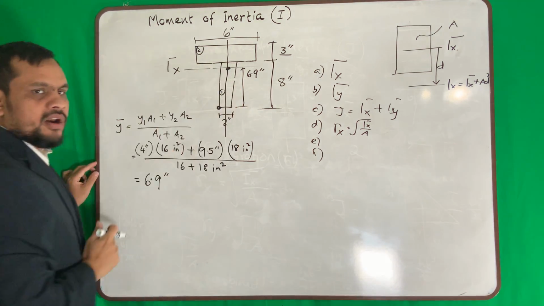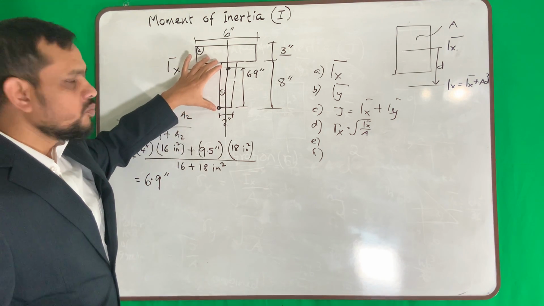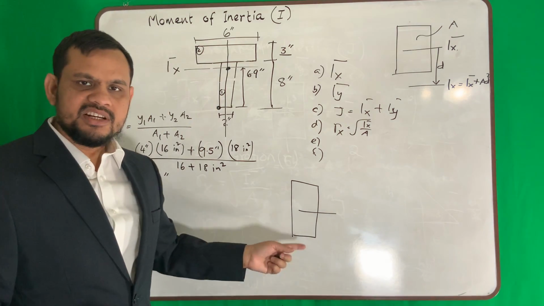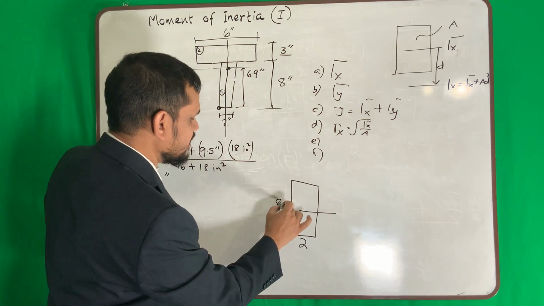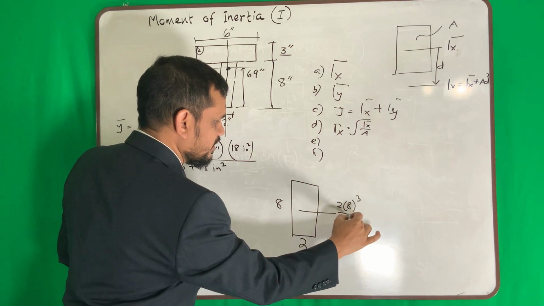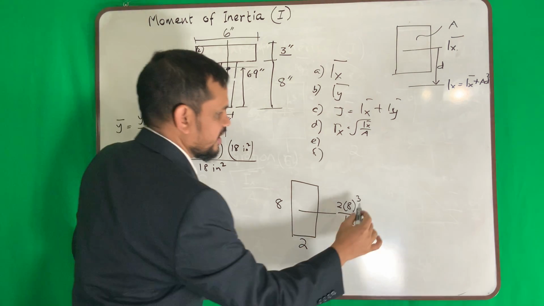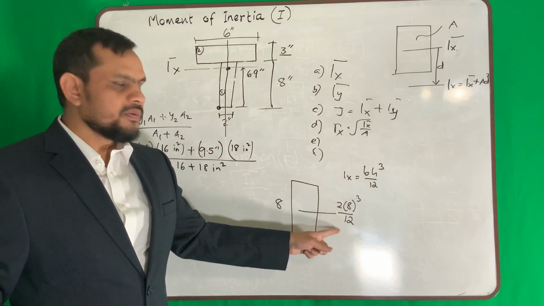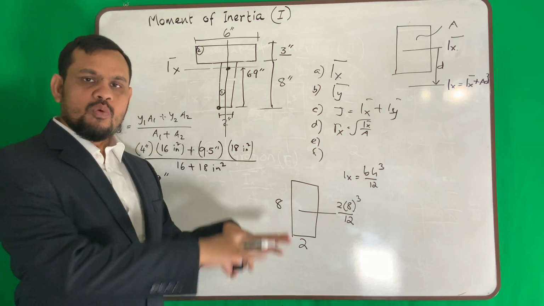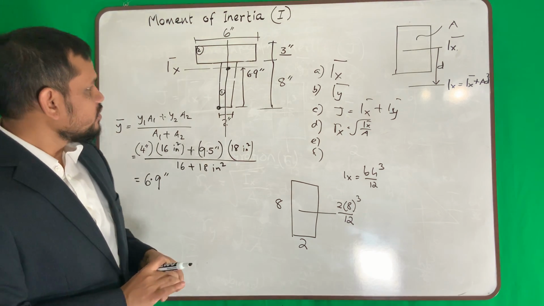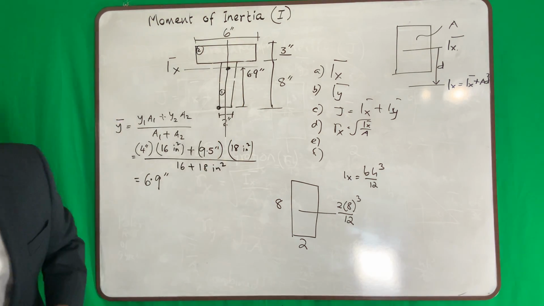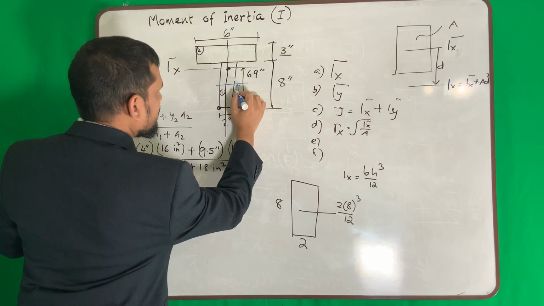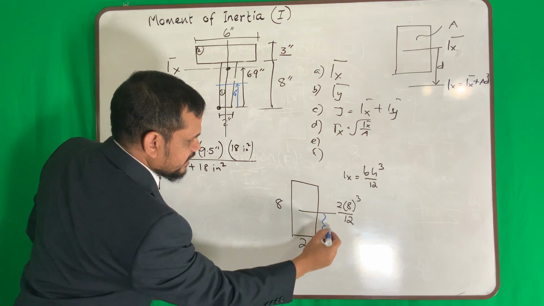If we do part 1, what is the moment of inertia of part 1? If I draw here again, we know the moment of inertia of part 1 about its own centroid. So this is 2, this is 8, so it is 2 times 8 cube over 12. If you can remember, Ix is b h cube over 12. But this b h cube over 12 is about its own centroid, not the combined centroid. Its own centroid is here, from here to here, that is 4 inch.